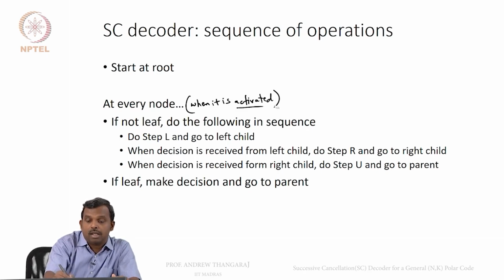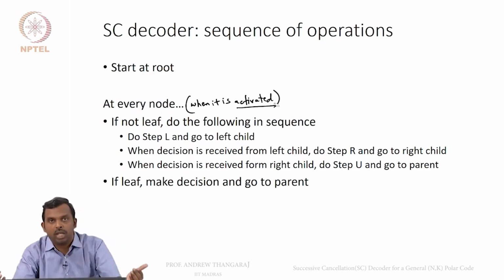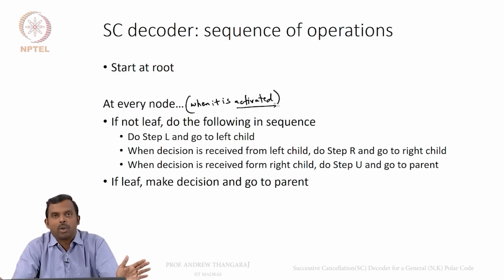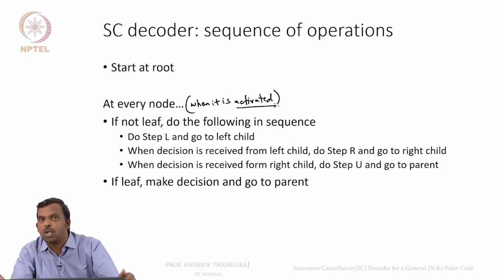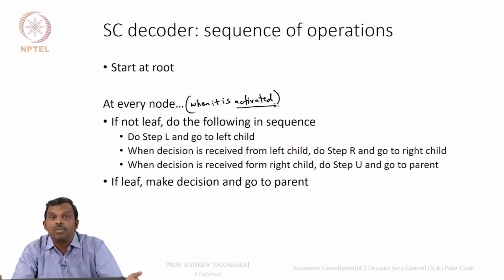Activated meaning when it receives beliefs. If it doesn't receive any belief, it can be quiet. There's nothing much it has to do. Once it receives beliefs from its parents, it has to do the following. It will do step L and it will pass on control to its left child. And when will it get back control? When will it be activated again? When it receives decisions from the left child.